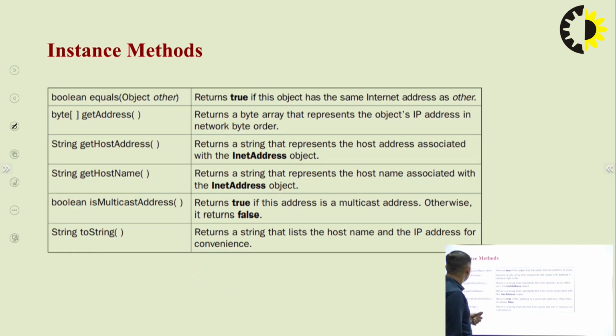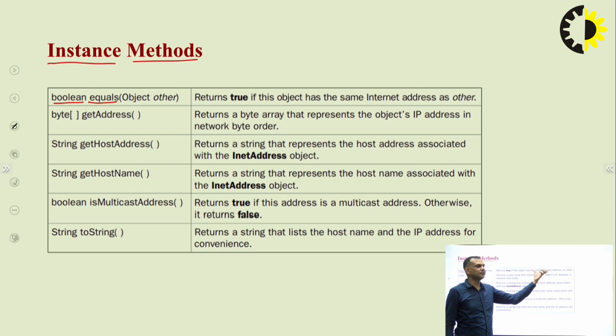OK, one more thing is the instance method. We are using the factory methods or we are using the instance methods. So there are some instance methods. Number one is equals, and its return type is boolean. It returns true if the object has the same InetAddress as the other.